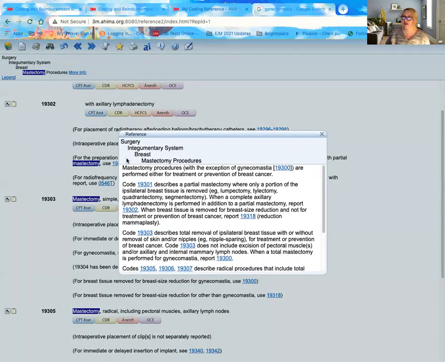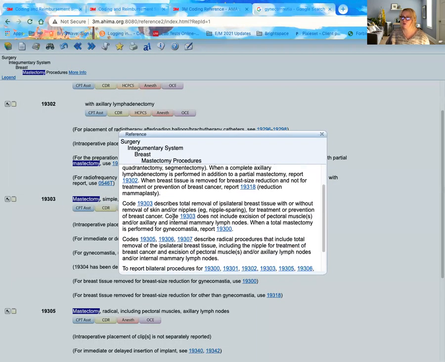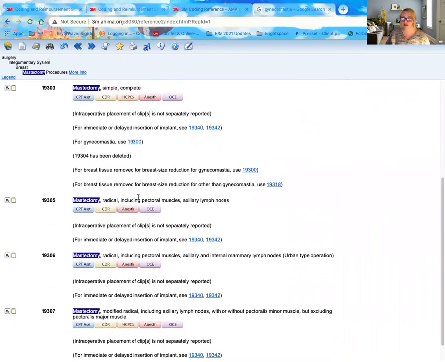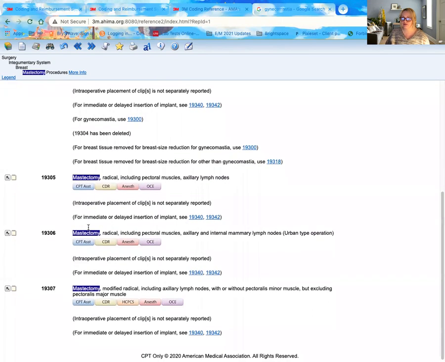So I can look through here and I can see that there's mastectomies for partial, mastectomy simple or complete, which again, if I'm confused about when do I use this code, I can go back to that guideline and say, what is 19303? What does simple or complete entail? And it's going to tell me exactly what this entails. I have 19305, which is radical, including pectoral muscles and the axillary lymph nodes. I also have mastectomy radical, including pectoral muscles and auxiliary and internal mammary lymph nodes.